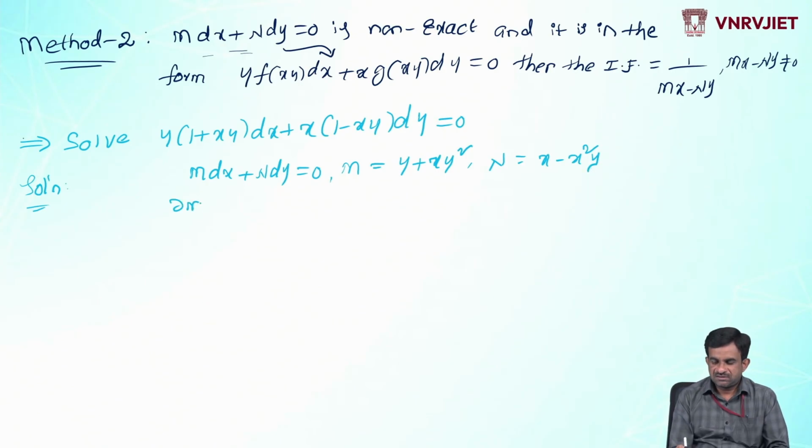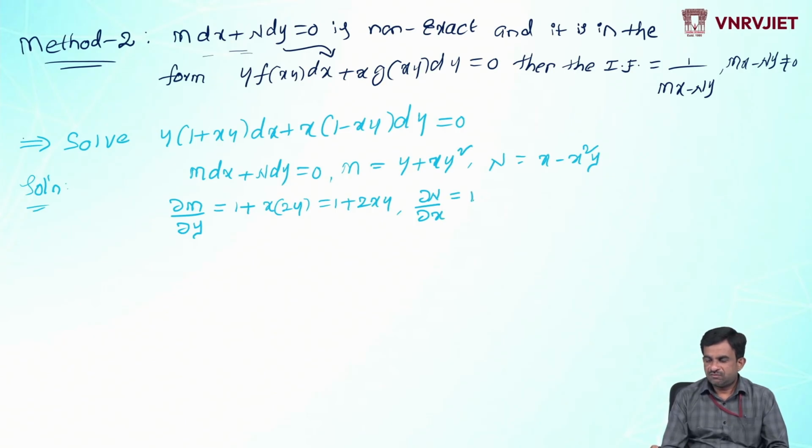Let us calculate dou M by dou y, the partial differentiation of M with respect to y. That is 1 plus, since x is constant with respect to y, the differentiation of y square is 2y, so this becomes 1 plus 2xy. Then differentiate N partially with respect to x. Here we treat y as constant. The differentiation of x is 1, and of x square is 2x, so dou N by dou x is equal to 1 minus 2xy.